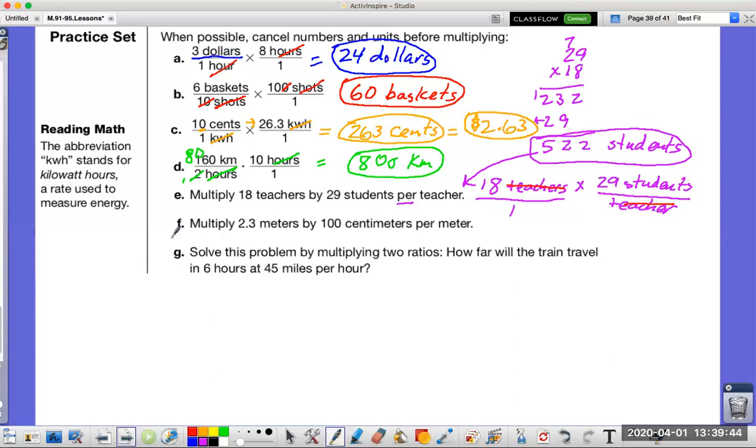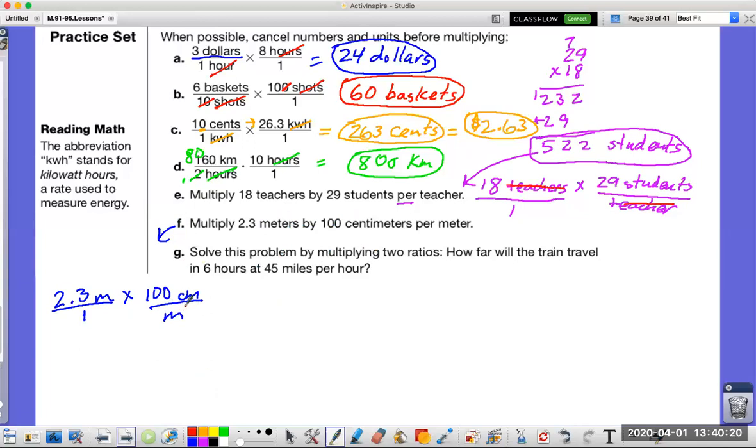All right, let's look at letter F here. Multiply 2 3/10 meters by 100 centimeters per meter. So all I need to do, let me just write this down over here. If you have 2 3/10 meters, I need to multiply that by 100 centimeters per meter. And then don't forget to put this as a ratio value.